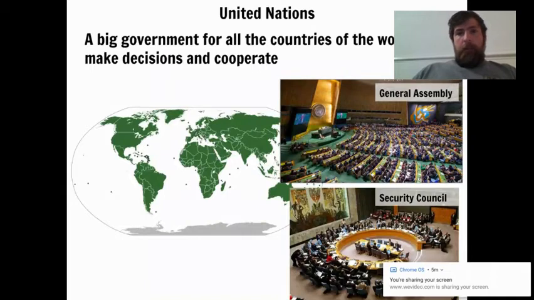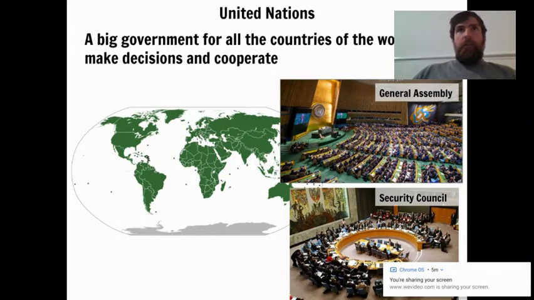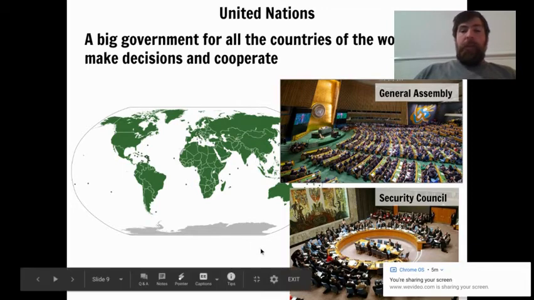They come together in New York City and they try to work out problems between each other and try to make decisions and try to cooperate to make the world a better place. That sounds a little hokey, but it's not. There's the General Assembly, which you can see pictured on top, which every country in the world that is part of the UN participates in. And then the Security Council is a smaller group of more powerful, wealthier countries with a rotating cast of smaller, less wealthy countries that participate in the Security Council.